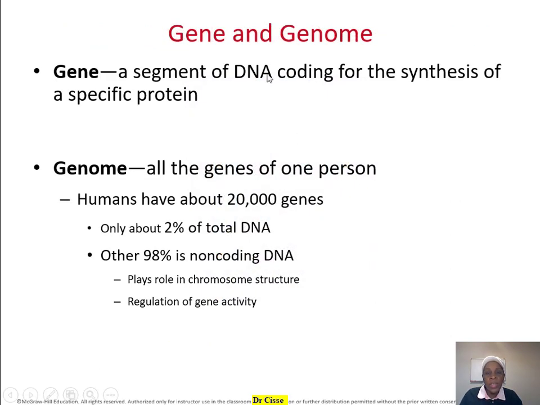So in this case, what is the gene and what is the genome? A gene is a segment of DNA coding for the synthesis of a specific protein. It means a gene is a part of the DNA, is a piece of DNA that can make a protein. What about genome? All the genes of one person is called their genome. We have about 20,000 genes. Now, only about 2% of total DNA.